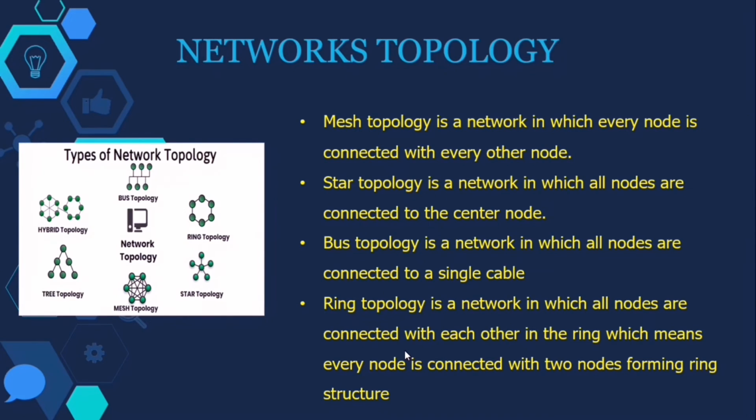Star topology is a network in which all nodes are connected to the center node. Bus topology is a network in which all nodes are connected to a single cable, and ring topology is a network in which all nodes are connected with each other in a ring, which means every node is connected with two other nodes, forming a ring structure.